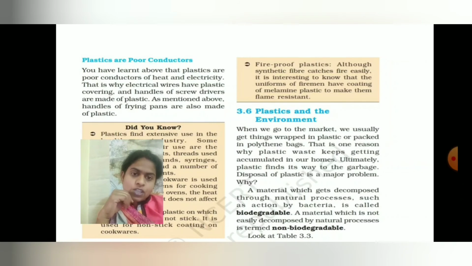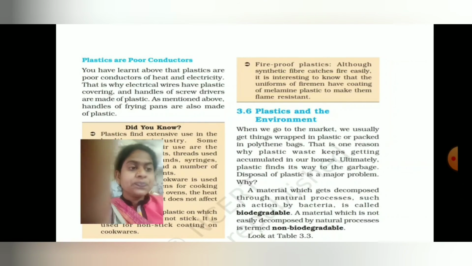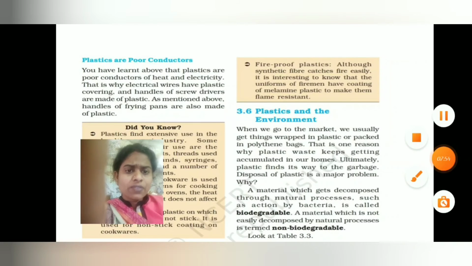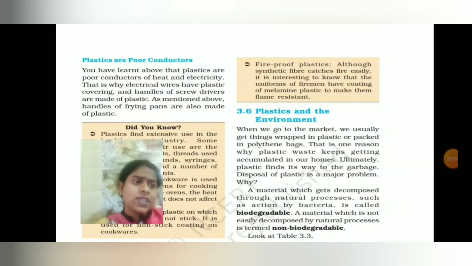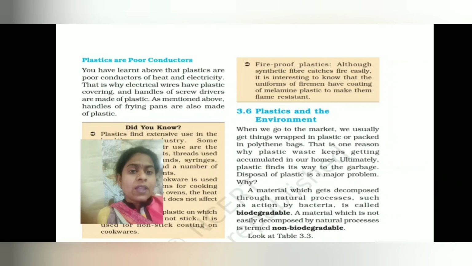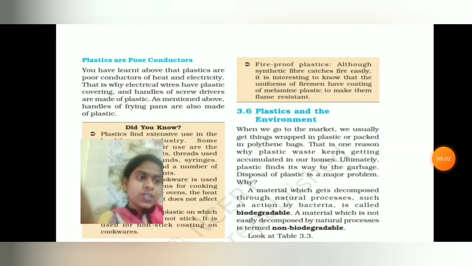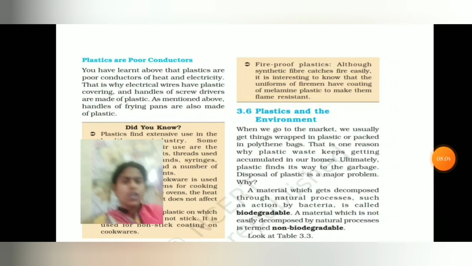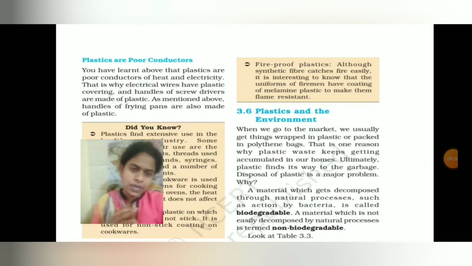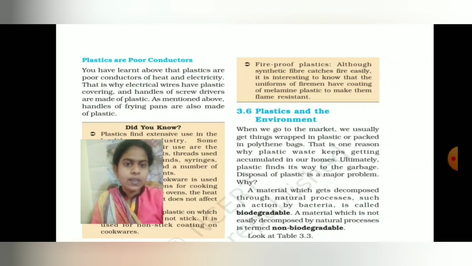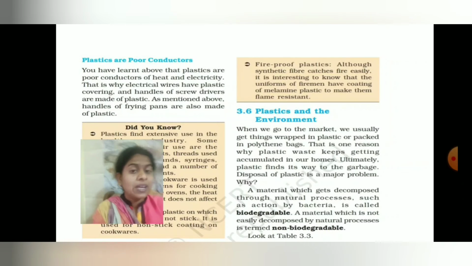So nowadays, what happens with the storage of garbage? We throw the plastic items that we have brought from the market, and finally it is thrown into the garbage and collected there. So that will create a lot of problems for the environment. How it is creating the problem, let us discuss now.